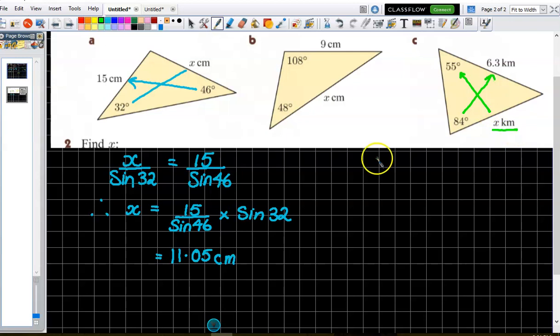So that means I'm going to start with it's x over what? Sine 55, right? Excellent. Sine 55 equals 6.3. What happened to hands up? 6.3.